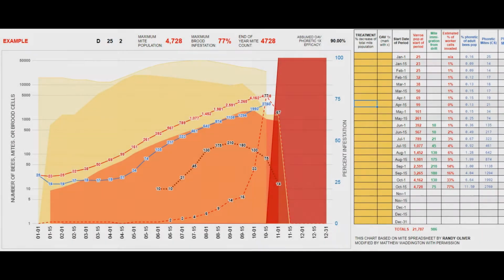My name is Matthew Waddington. I'm a beekeeper in the Snoqualmie Valley east of Seattle, the Cascade Foothills. 2021 is going to be my 27th year of beekeeping here. All those years have been with Varroa.